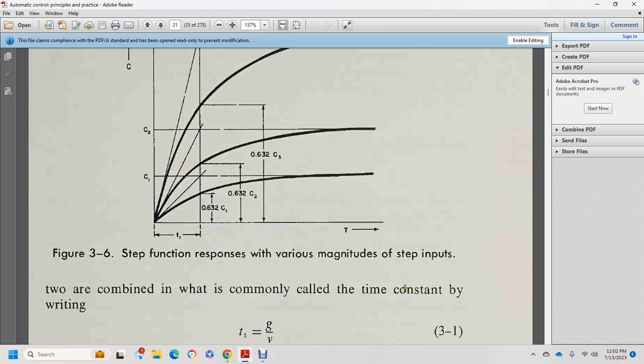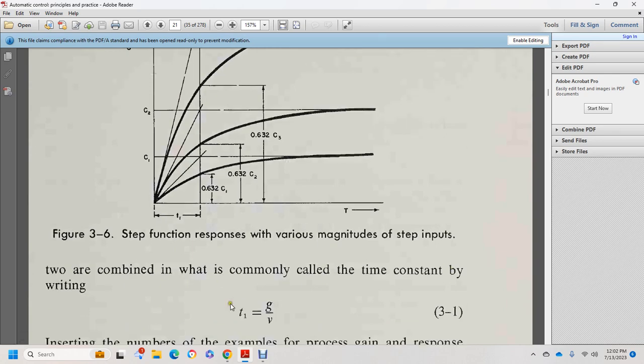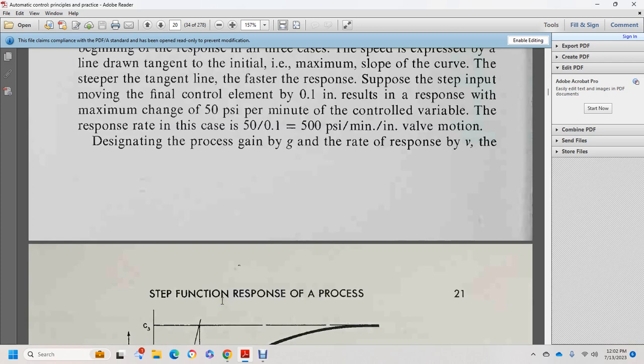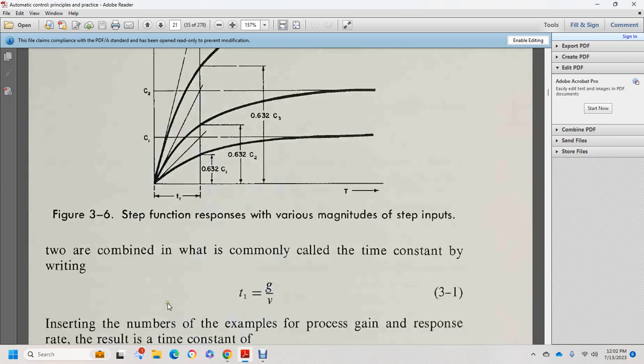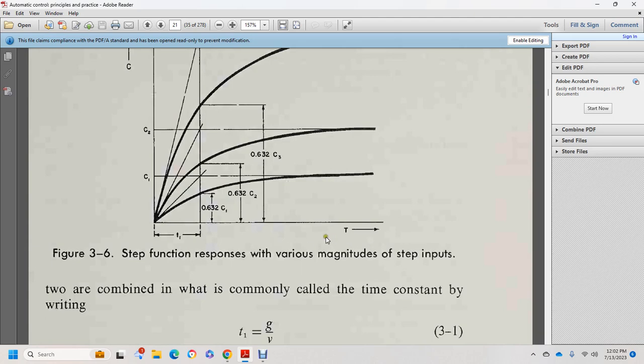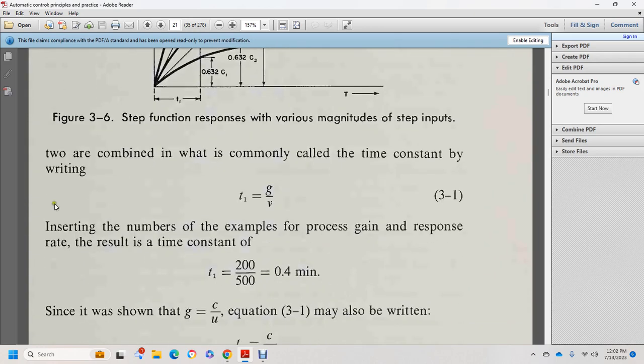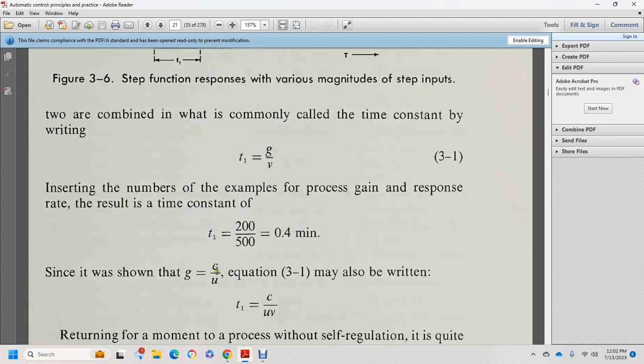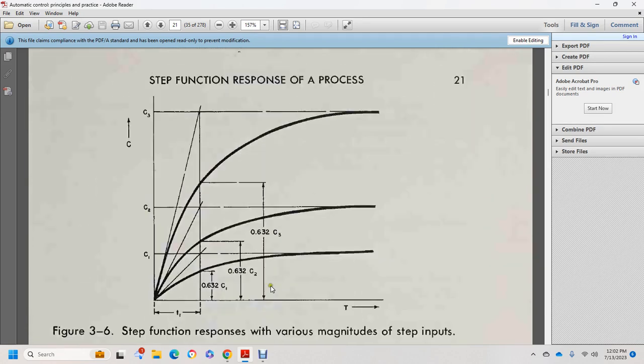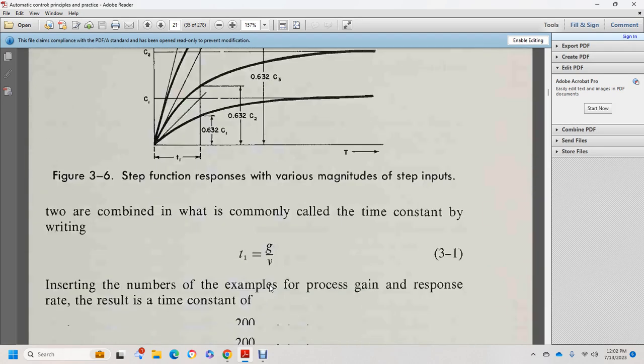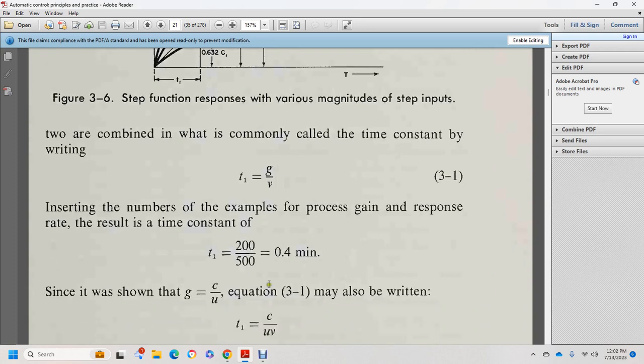The two are combined into what is commonly called the time constant, written as time one, which is the gain over the rate of response. It shows the step function response for various magnitudes of step input outputs on the chart. Inserting the numbers in the example, the process gain over the response rate gives time 1 equal to 200 over 500, which is 0.4 minutes. It may also be written as time one, the change over the magnitude, versus the variable.